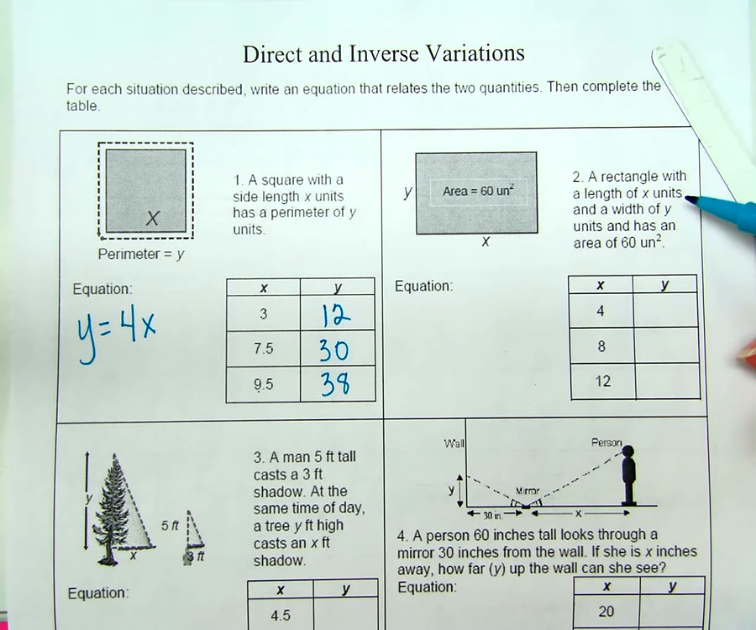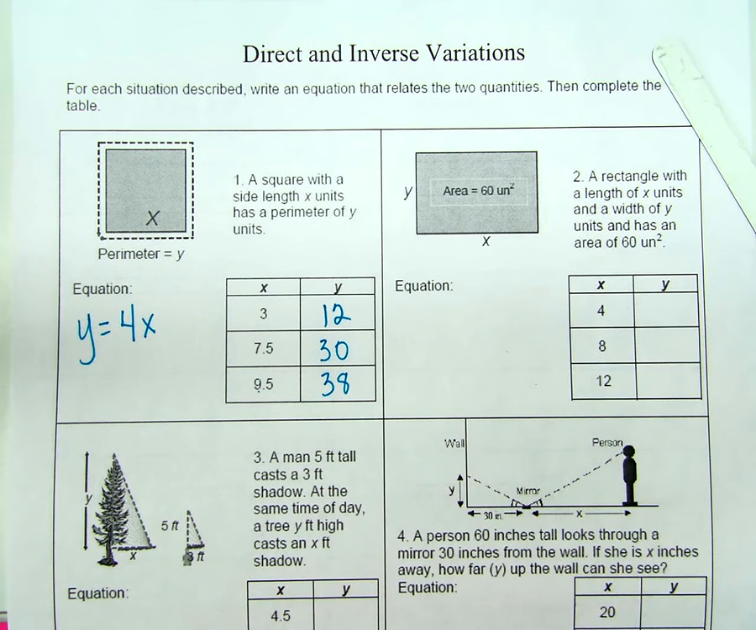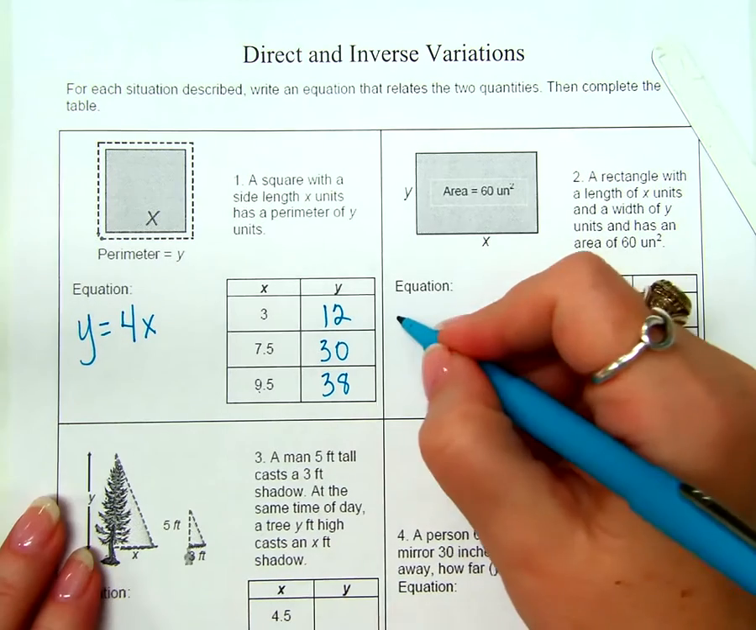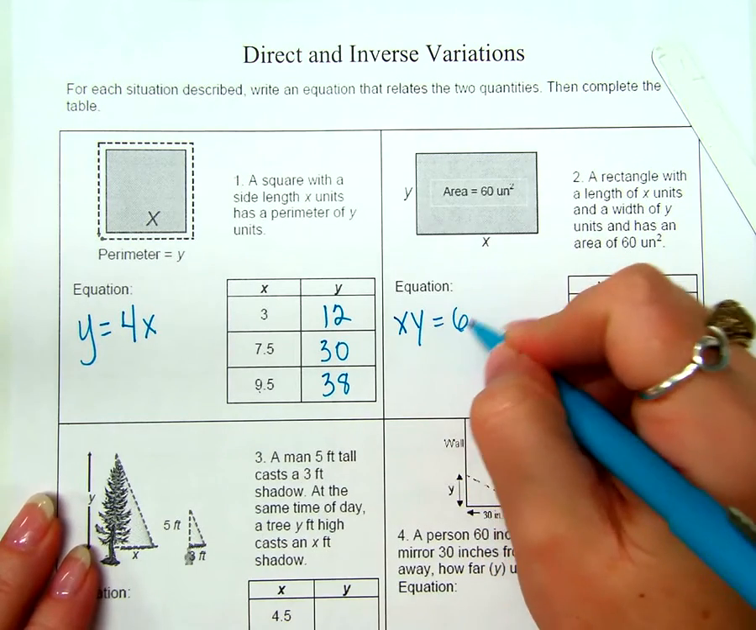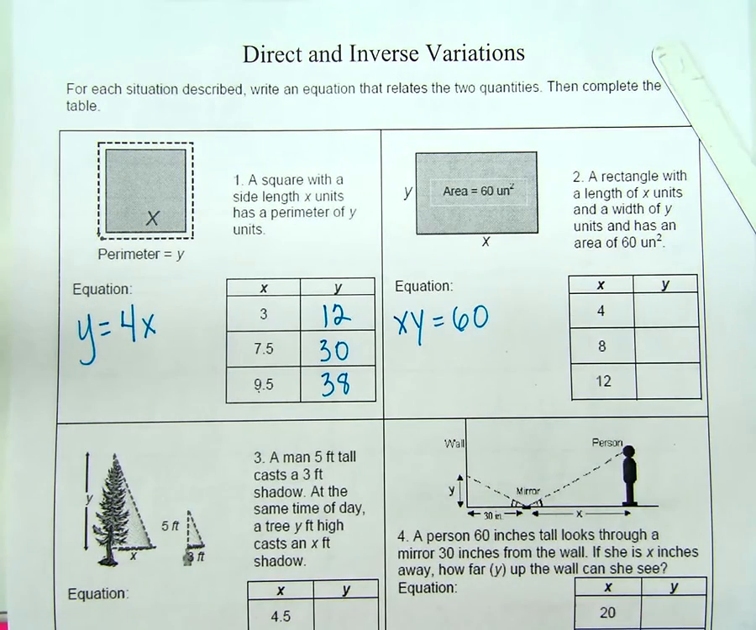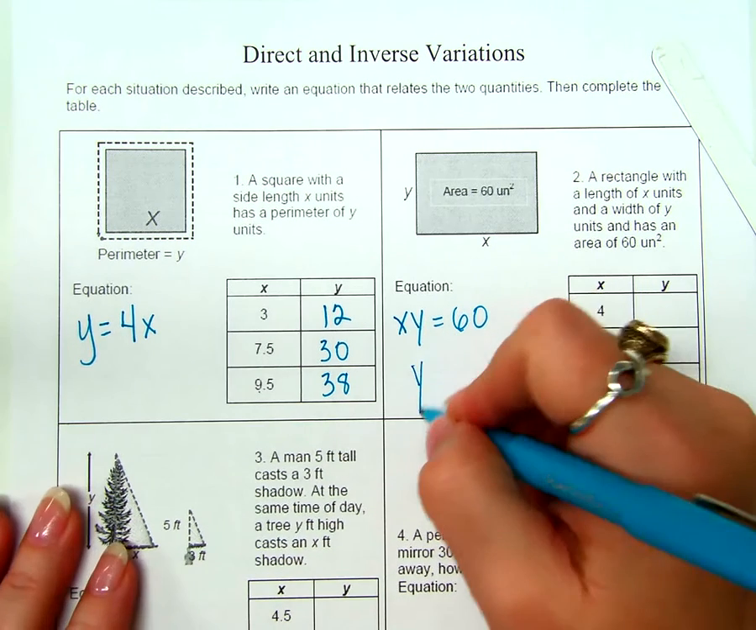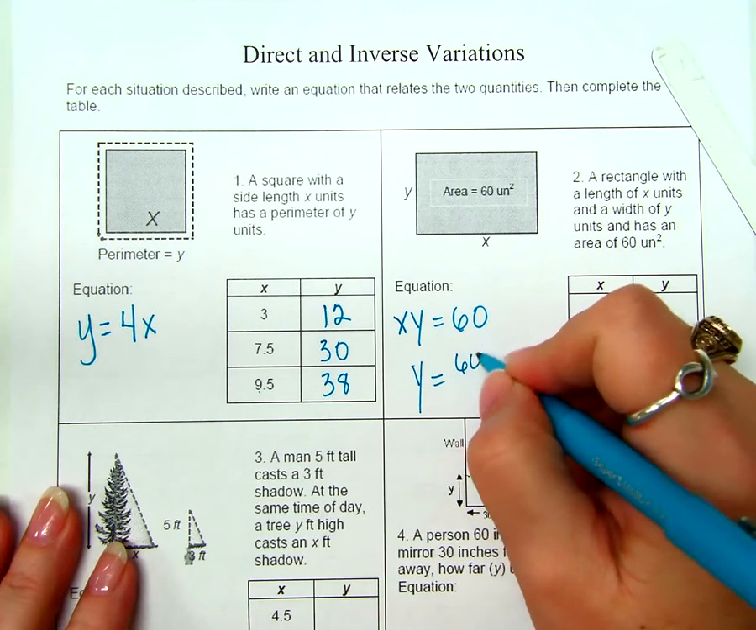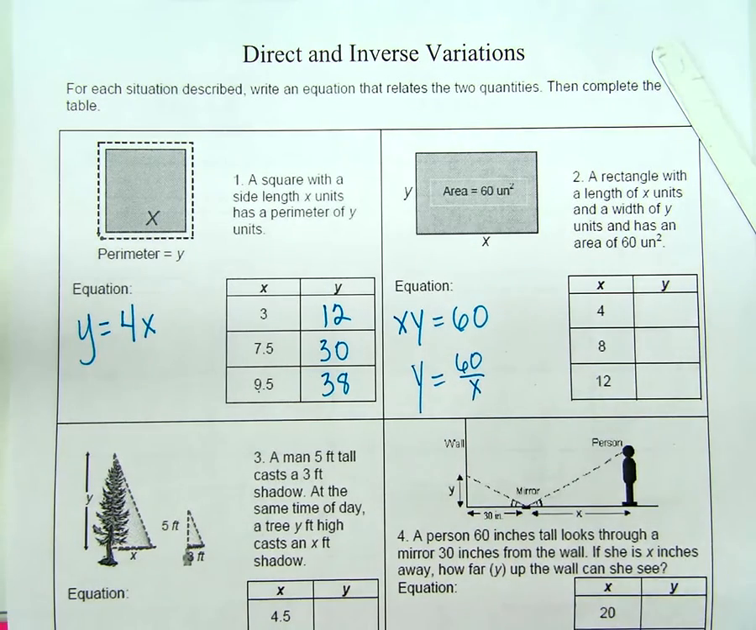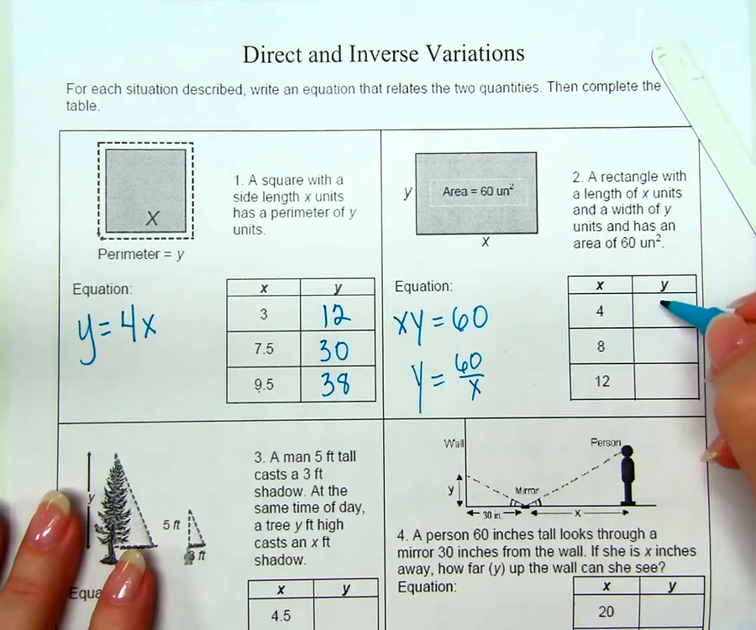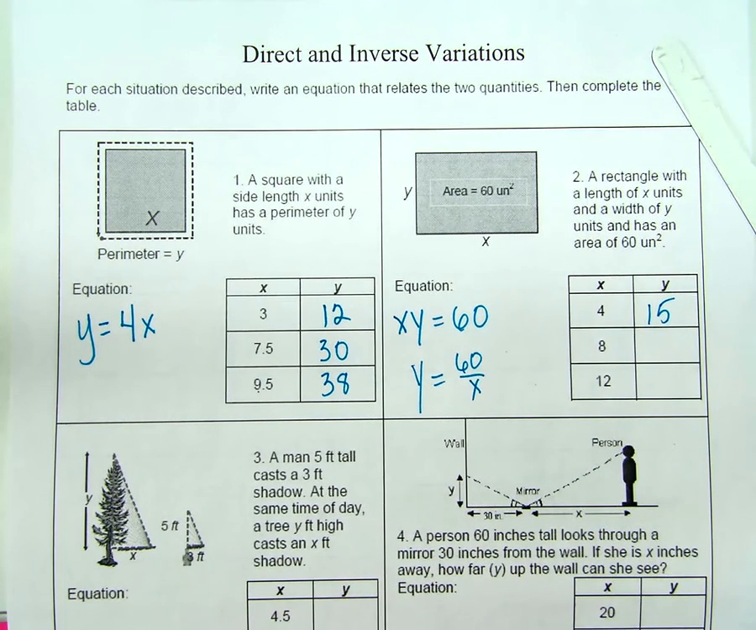The rectangle with a length of x units and a width of y units has an area of 60 units. How do we find area? So x times y equals 60. Well, that's all fine and good, but what if I want it y equals? Oh, divide both sides by x. Okay, so y would equal what? 60 divided by x. Good. So when x is 4, what's y? Good. 15. When x is 8, what's y?